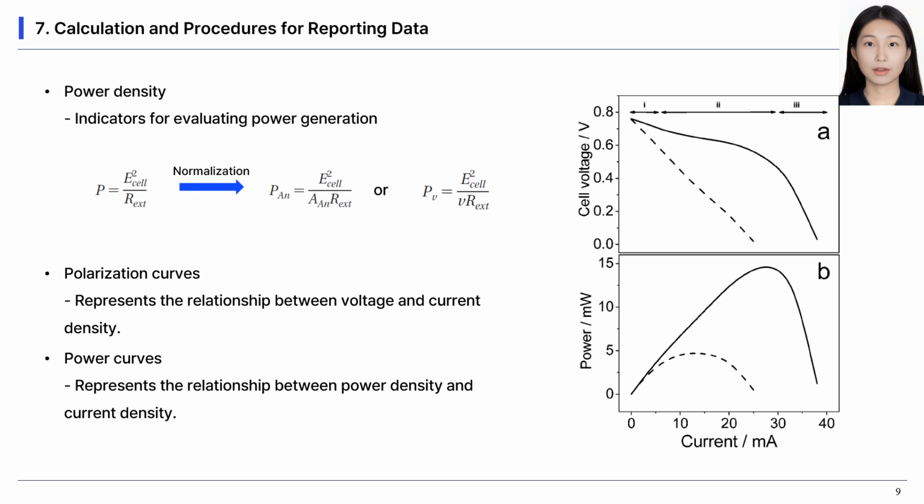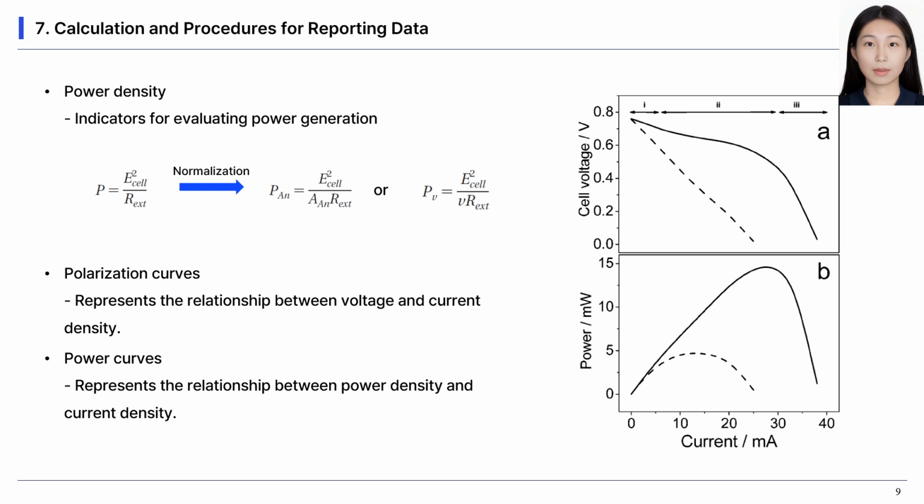This graph is a polarization curve and shows the relationship between voltage and current density and helps analyze major loss factors in MFCs. Polarization curves are typically divided into three regions. First is the activation loss-dominated region, where voltage drops steeply as current begins to flow. Second is the ohmic loss-dominated region, where voltage decreases more gradually in a linear fashion. Third is the concentration loss-dominated region, where current rapidly decreases.